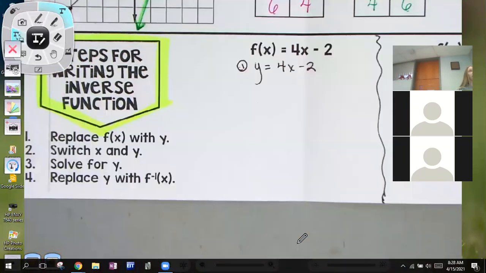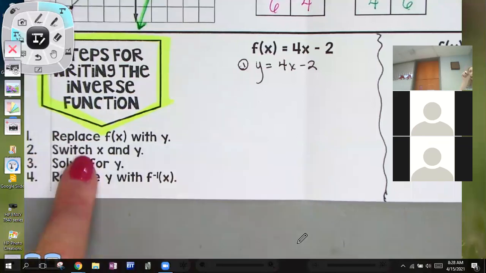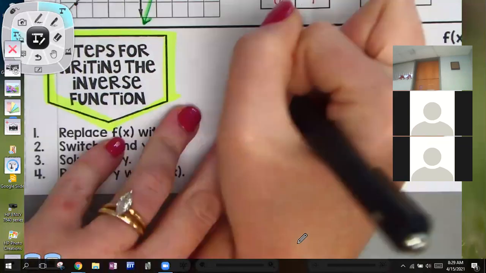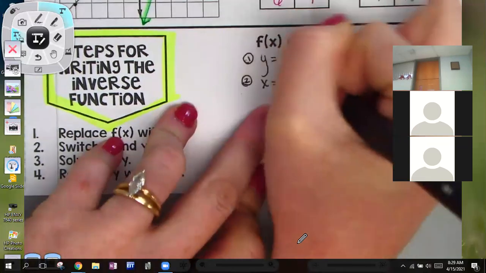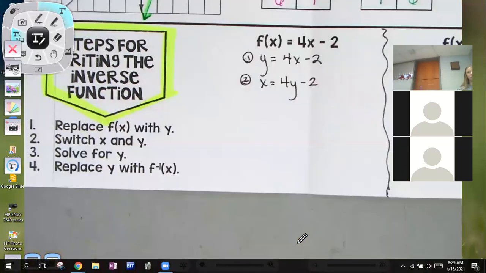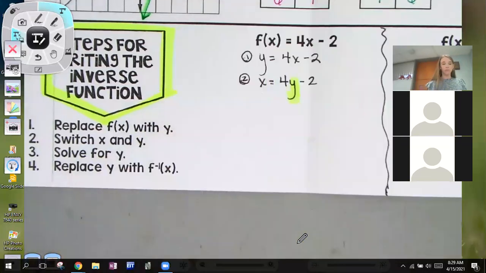Okay, step 2. After you've written that, there's that same pattern like we did at the very beginning, the idea of switching your x's and your y's. So I'm going to do that. Now it's going to be x equals 4y minus 2. Why did I do that? It's just a quicker way to find that inverse. Then we do what we've done 1,000 times before. We're simply going to solve it for y.